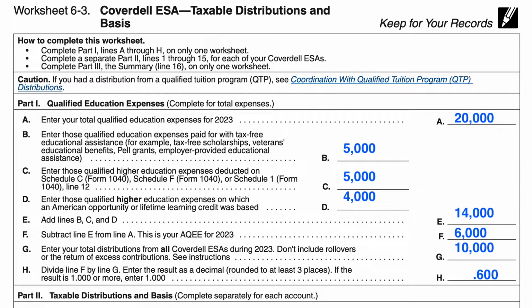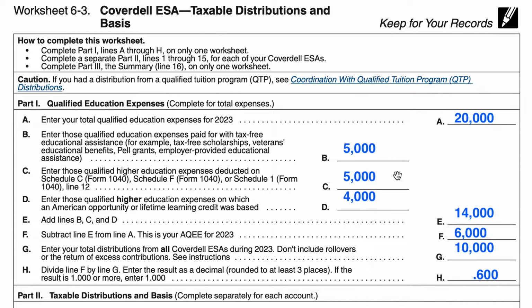So again, we're talking about qualified education expenses. As a rule of thumb, you can't take a double tax benefit. So if you're pulling money out of your Coverdell ESA, that's fine, but you can't pull money tax free out of a Coverdell ESA that you already took a tax deduction on, or that you claimed a tax credit on, or that was provided through a tax-free scholarship. So we're going to account for each of those as we arrive at what is known as the adjusted qualified education expenses.